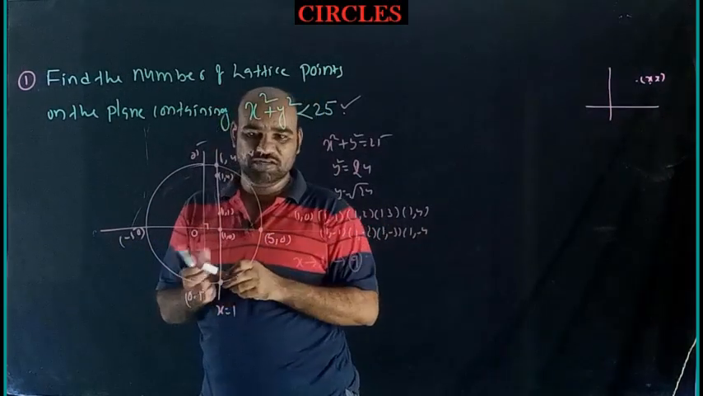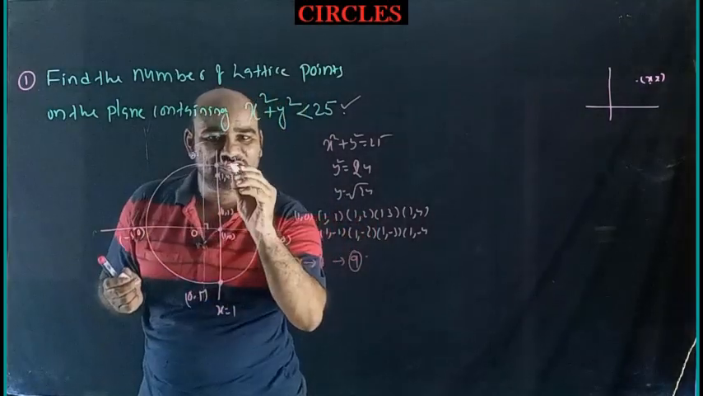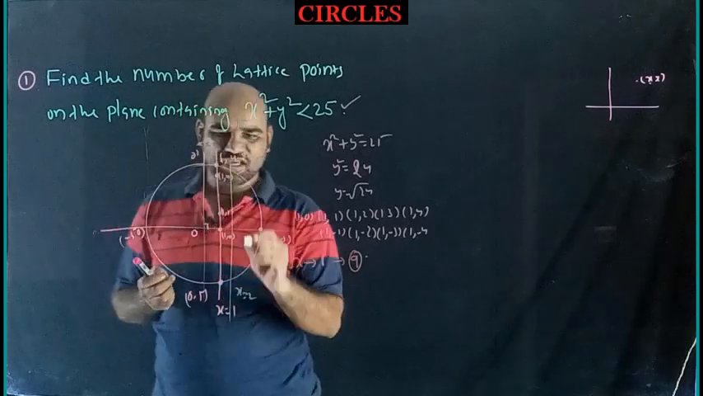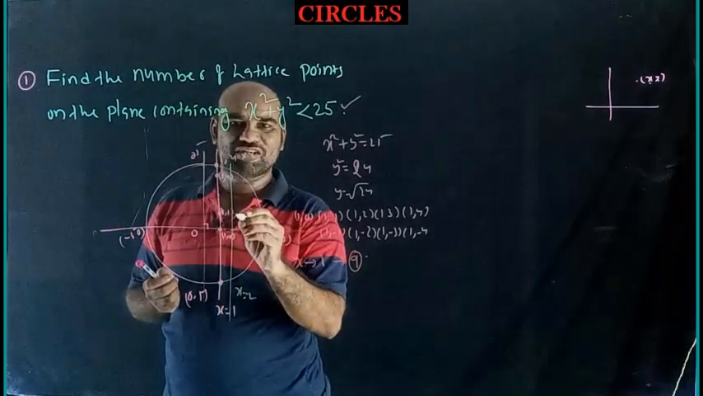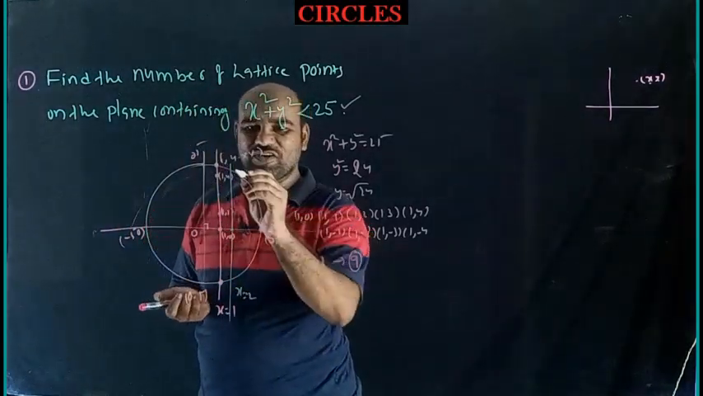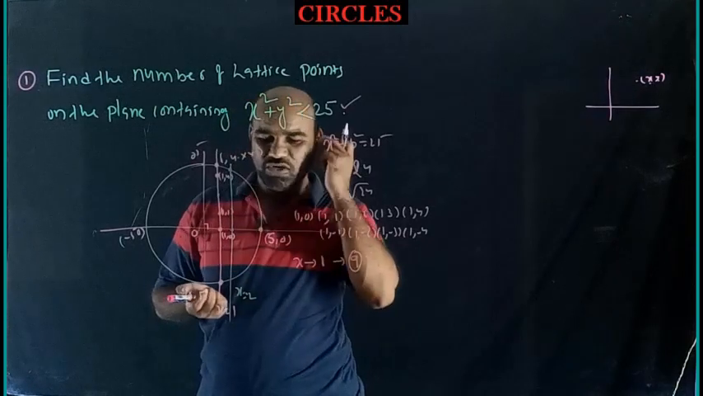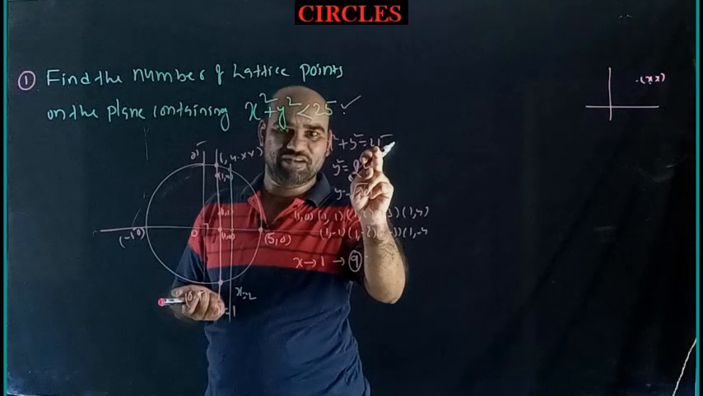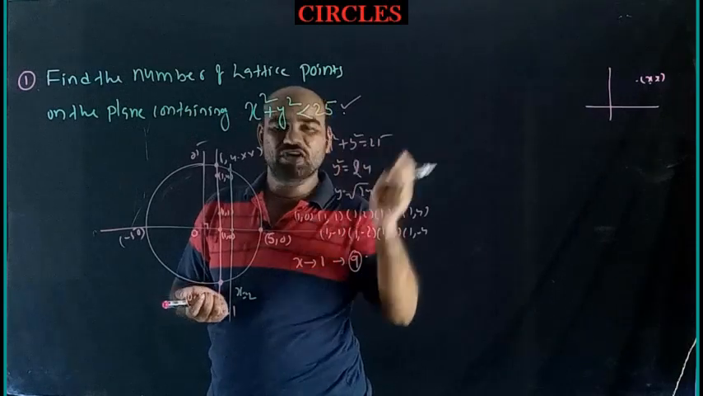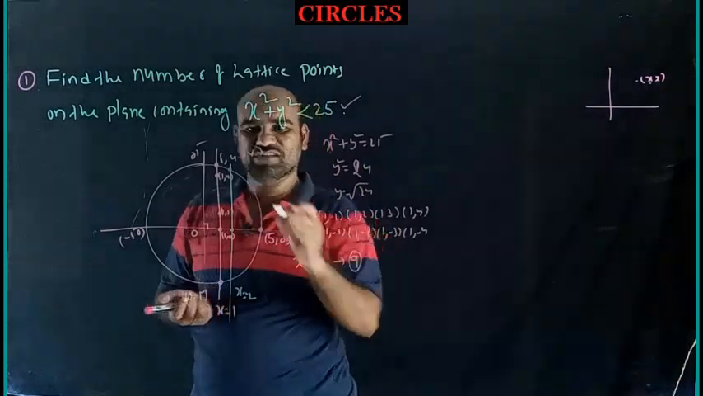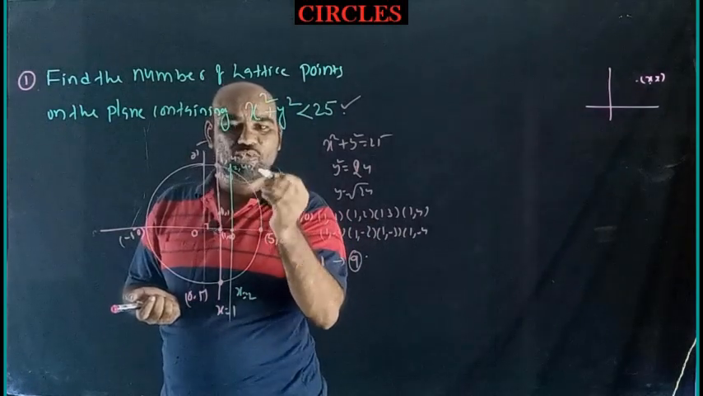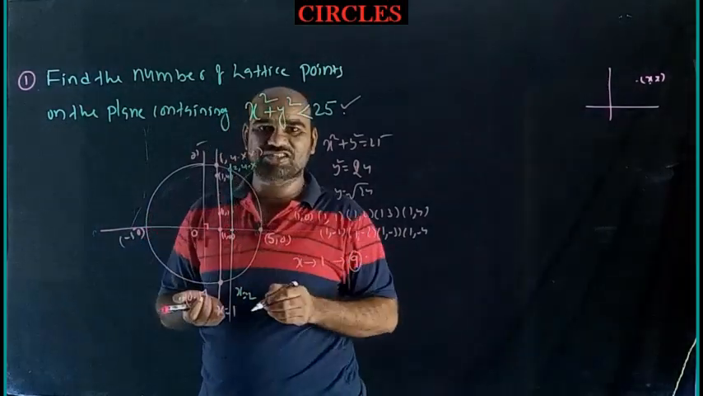Logically we want to count. Now draw the line x equal to 2. Okay, 2, 0, 2, 1, 2, 2. First of all, we want to identify this point. Put x equal to 2 here. 4, y square equal to 21. Y equal to root 21, 4 point something. So 2, 4 point something. 2, 4 is inside the circular region only.